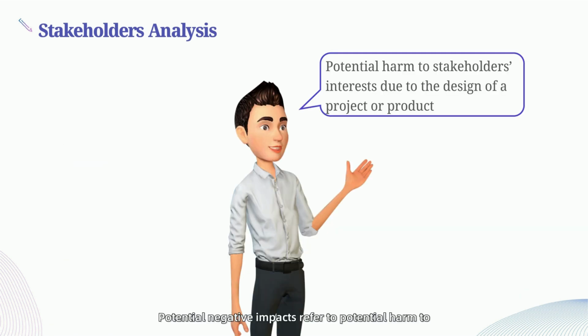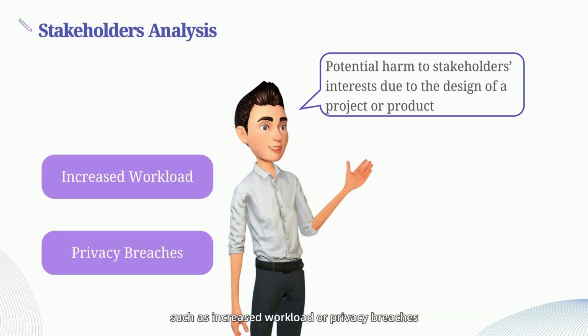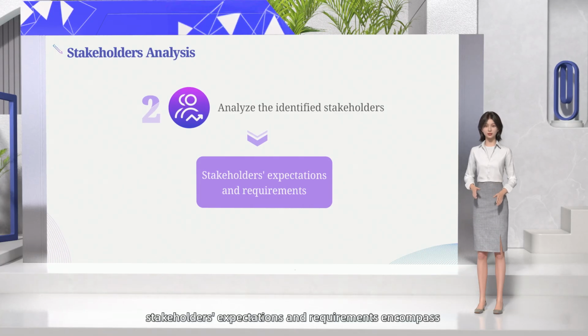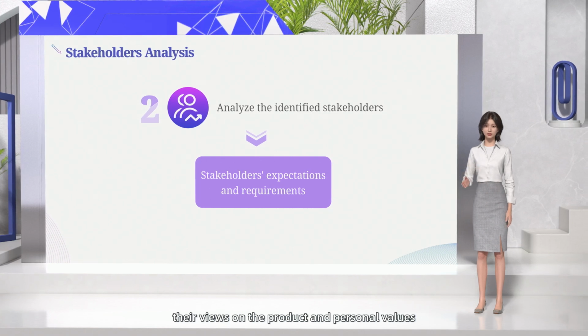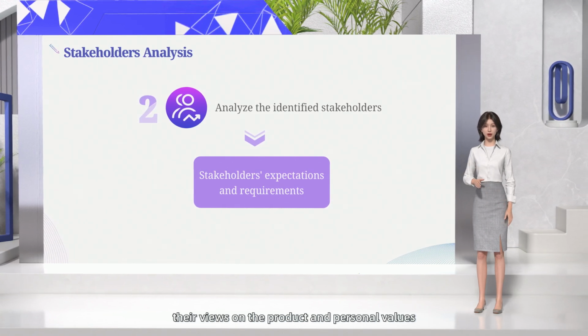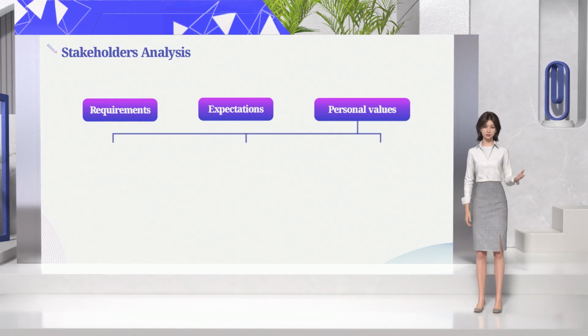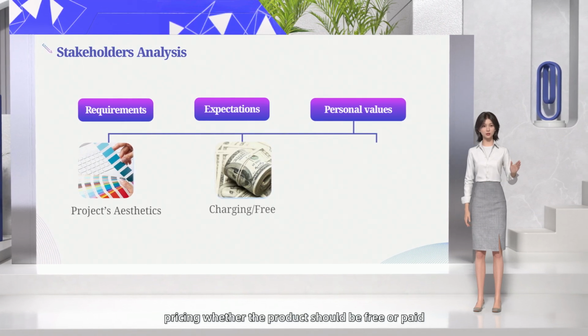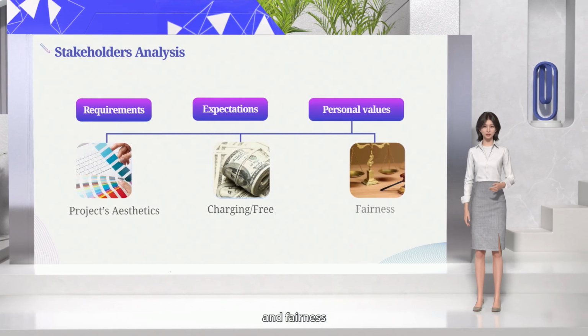Potential negative impacts refer to potential harm to stakeholders' interests due to the design of a project or product, such as increased workload or privacy breaches. Then, we can mitigate or transform these impacts into positive benefits. Generally, stakeholders' expectations and requirements encompass their views on the product and personal values, including opinions on aesthetics, pricing, whether the product should be free or paid, and fairness.